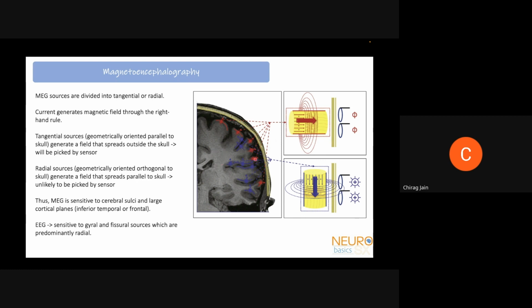Okay. But also even to some large cortical planes like the inferior temporal and the frontal plane. But it is not very sensitive to these gyral surfaces. But EEG is sensitive to these gyral surfaces. Okay, EEG does not work very well for depth, but MEG works very well for depth, but it does not work very well for these gyral surfaces.